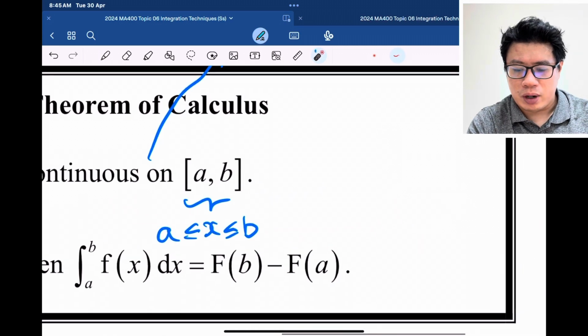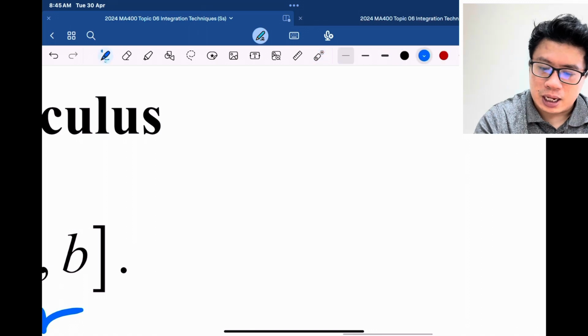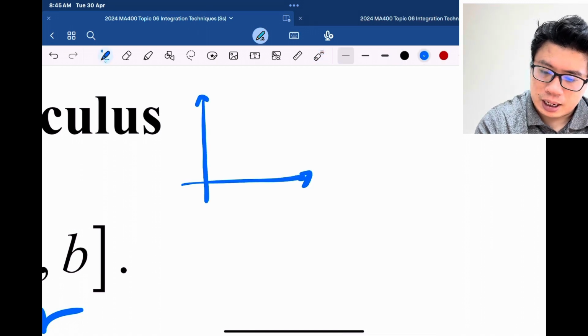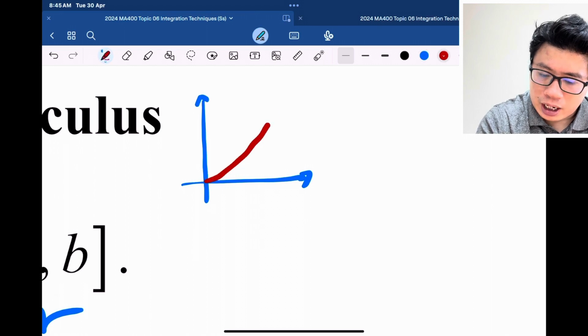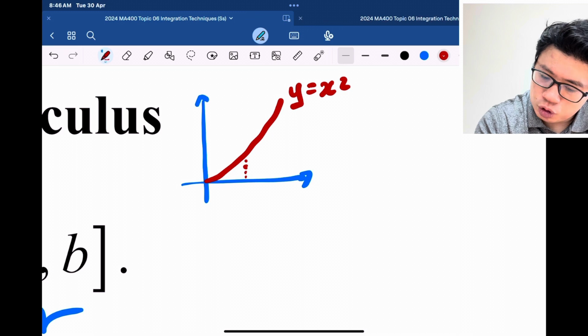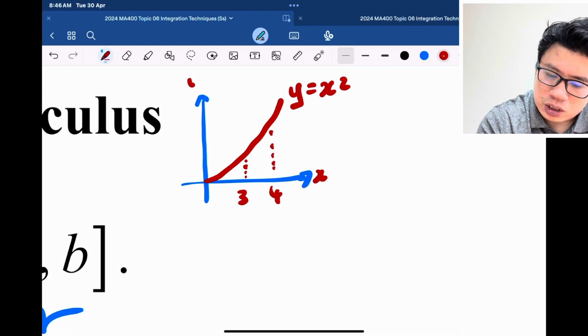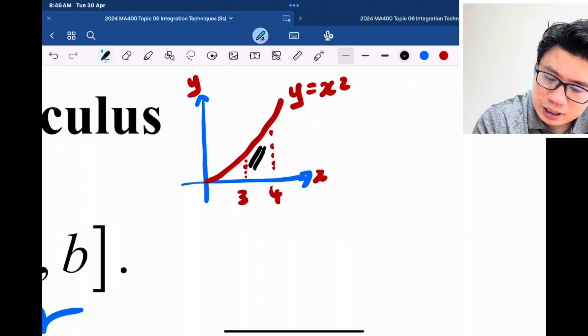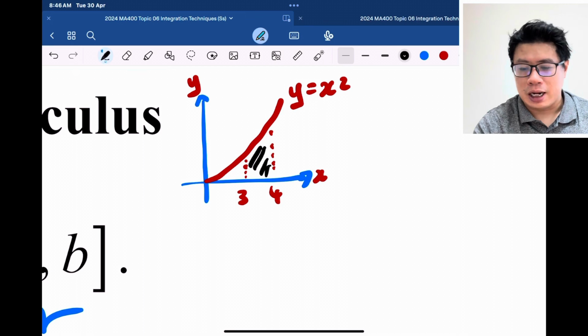Let me give you an example. Say I give you the graph y equals x squared, and I throw you two values, probably from 3 to 4 on the x-axis. What I want to do is find the area underneath. Let me show you how it's done.